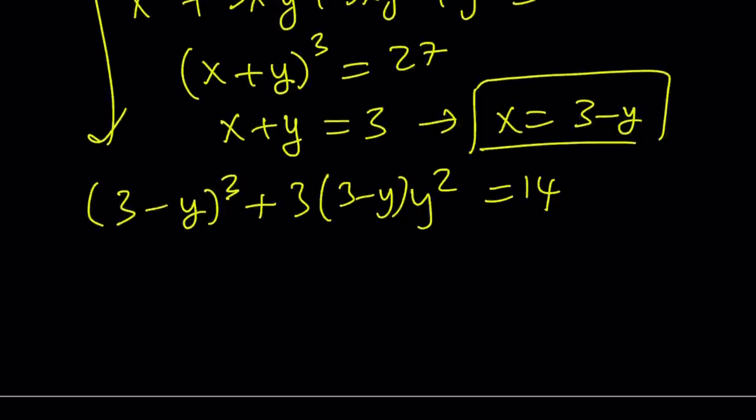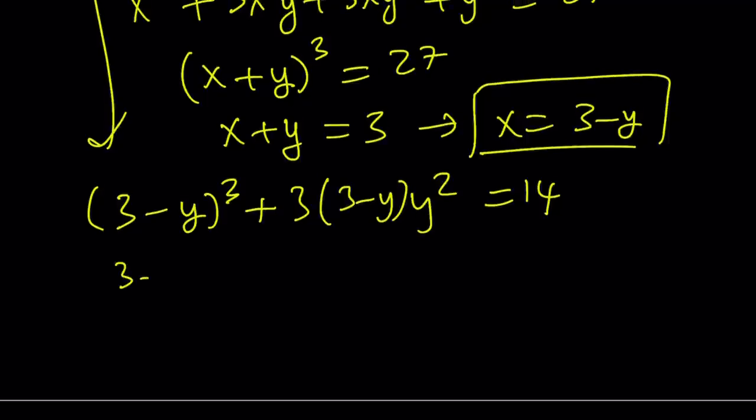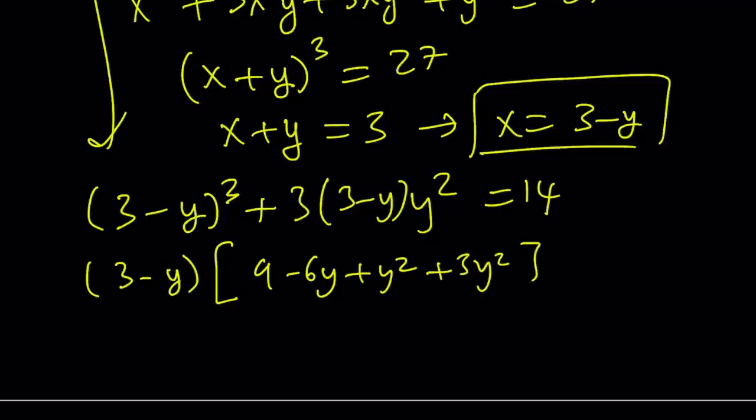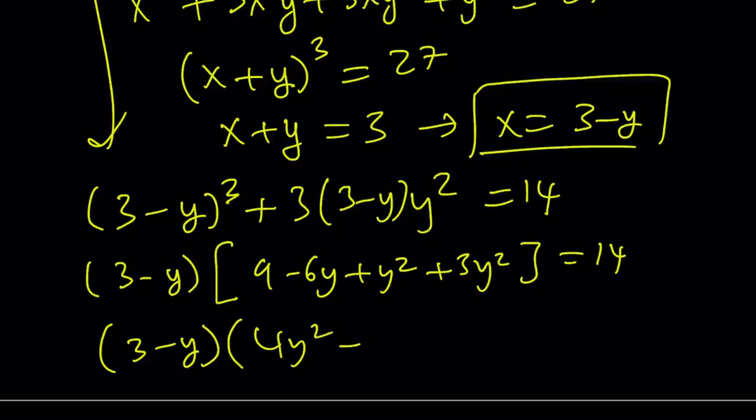And guess what? This is going to give us a cubic, right? So if we do this, we're going to have to cube this. Or we can actually pull out a 3 minus y, and then 3 minus y squared. I just didn't want to cube that. 9 minus 6y plus y squared, and then plus 3y squared is equal to 14. And then this is going to give us 3 minus y times 4y squared minus 6y plus 9 is equal to 14.